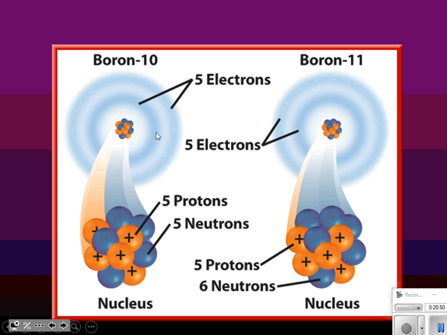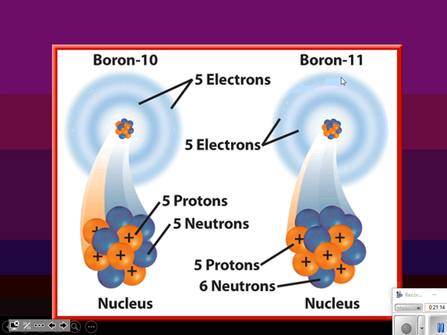So let's look right here. Here is boron 10. Here is boron 11. If you look on your periodic table, boron has an atomic number of 5. So that tells me boron has 5 protons. What's 10 minus 5? 5. So that tells me that boron 10 has 5 neutrons.